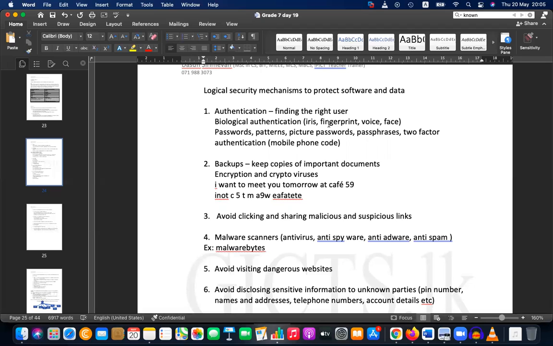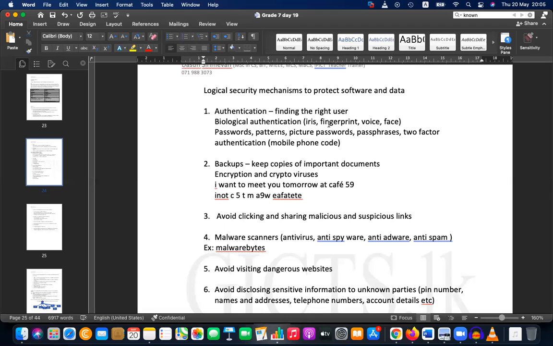Two-factor authentication. What is that? Asking two facts. So what are the two facts? Password and? Username? No. Username and password is one factor. Username and password go together. That's only one factor.